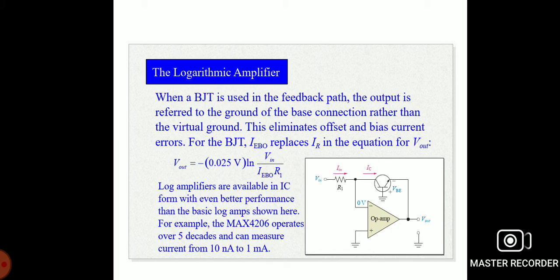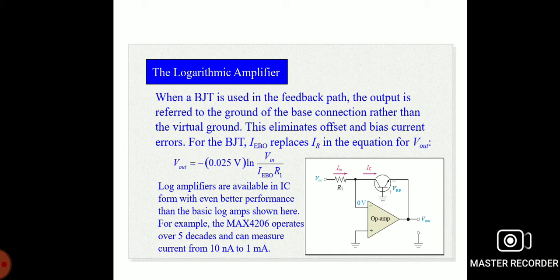The input voltage is connected to the R1 resistance at the inverting input. From the inverting input of R1, the input is fed to the BJT transistor. It is a current controlled device, so the collector current is fed back to the output voltage. So we can eliminate the offset and bias current errors.